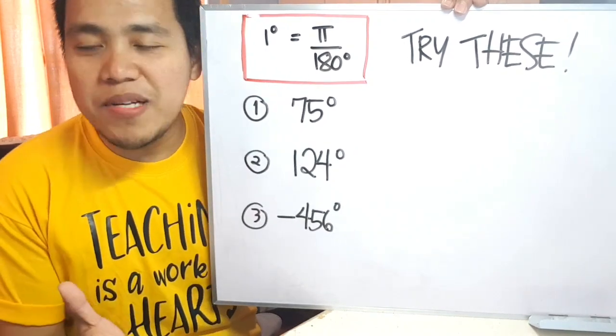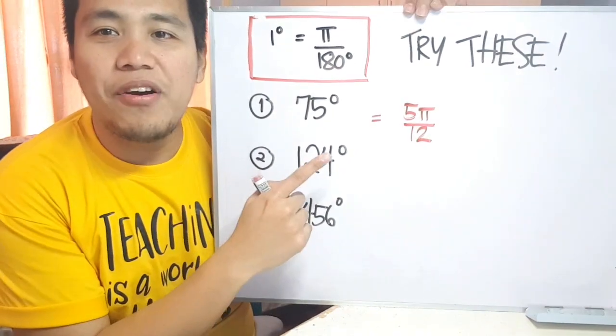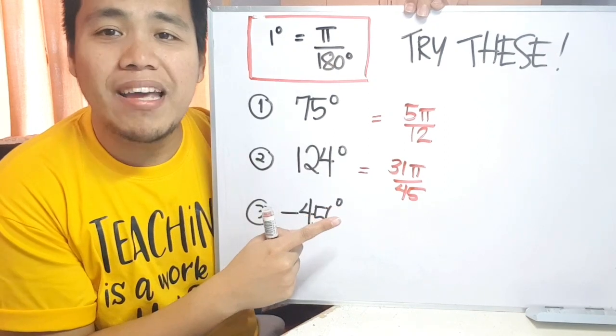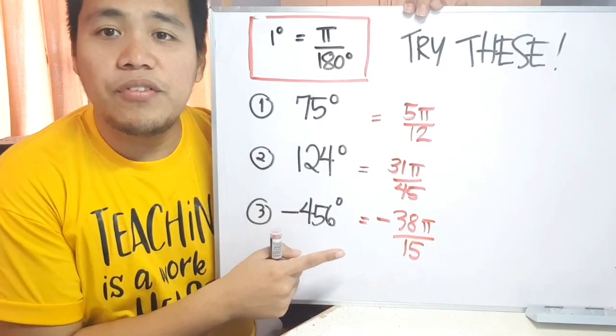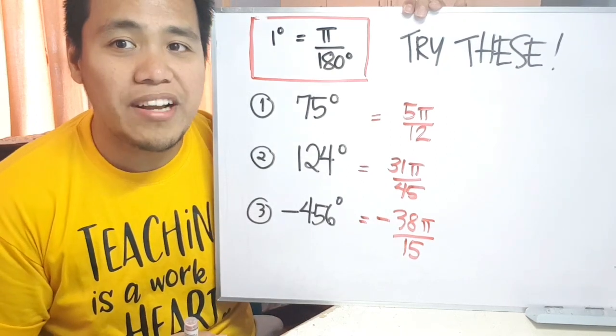Okay guys, time's up. So let's see, what is the answer for the following? It's 5 pi over 12, 31 pi over 45, negative 38 pi over 50. Did you get all the answers correctly?